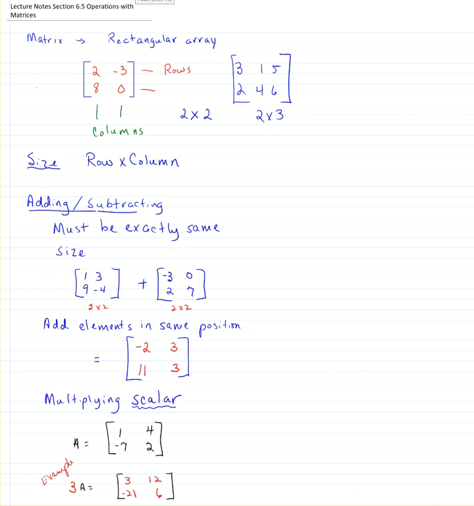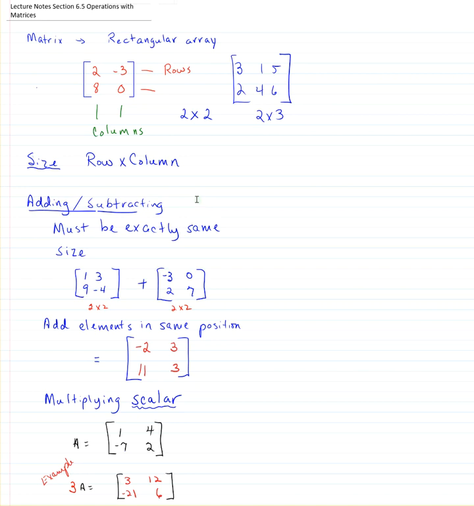This is section 6.5. Chapter 6 is about matrices, and we're going at it a little out of order. We're starting with 6.5, and then we'll do 6.3, 6.6, and 6.7. So 6.5 talks about what is a matrix.